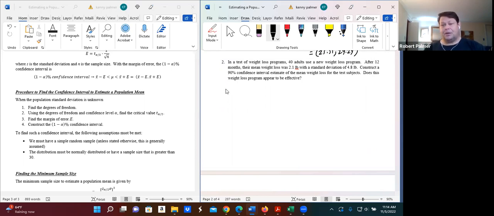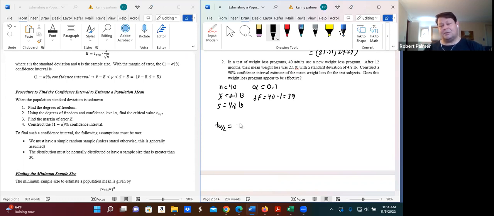So let's write down what we know. Our sample size N is 40 people. Our sample mean turned out to be 2.1 pounds. Our sample standard deviation S turned out to be 4.8 pounds. You can put the pounds if you want or not. Now, you need to find the other values. Since it's 90% confidence, alpha is going to be 0.1. Our degrees of freedom is our sample size 40 minus 1, which is 39.